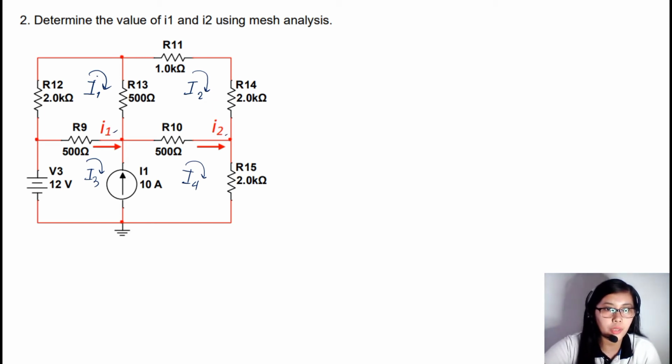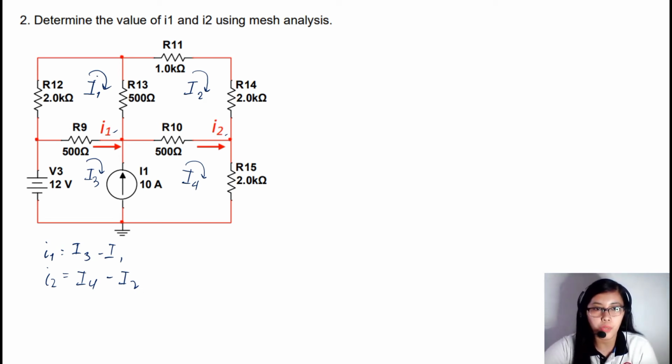As you can see, let's write: I1 is equal to I3 minus I1. And I2 is equal to I4 minus I2. So we have to find the value of I1, I2, I3, and I4 first before we can determine the value of this I1 and I2. So let's start with creating the mesh equation.